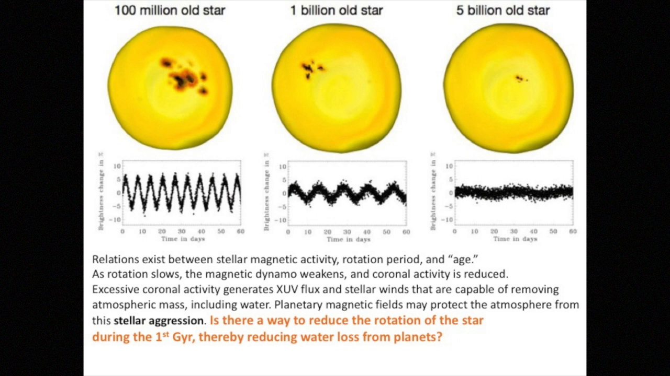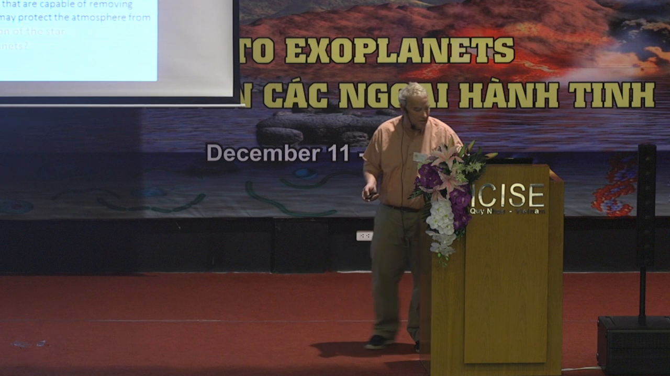In this picture we show the sunspots, which imply magnetic activity, and the rotation of the stars is depicted as slowing down. But one thing I would like to pose as a question that I will address later is, is there a way to reduce the rotation of the star during the first giga-year after formation that would reduce the mass, the water loss, the atmospheric loss from planets? We'll address that in a little bit.